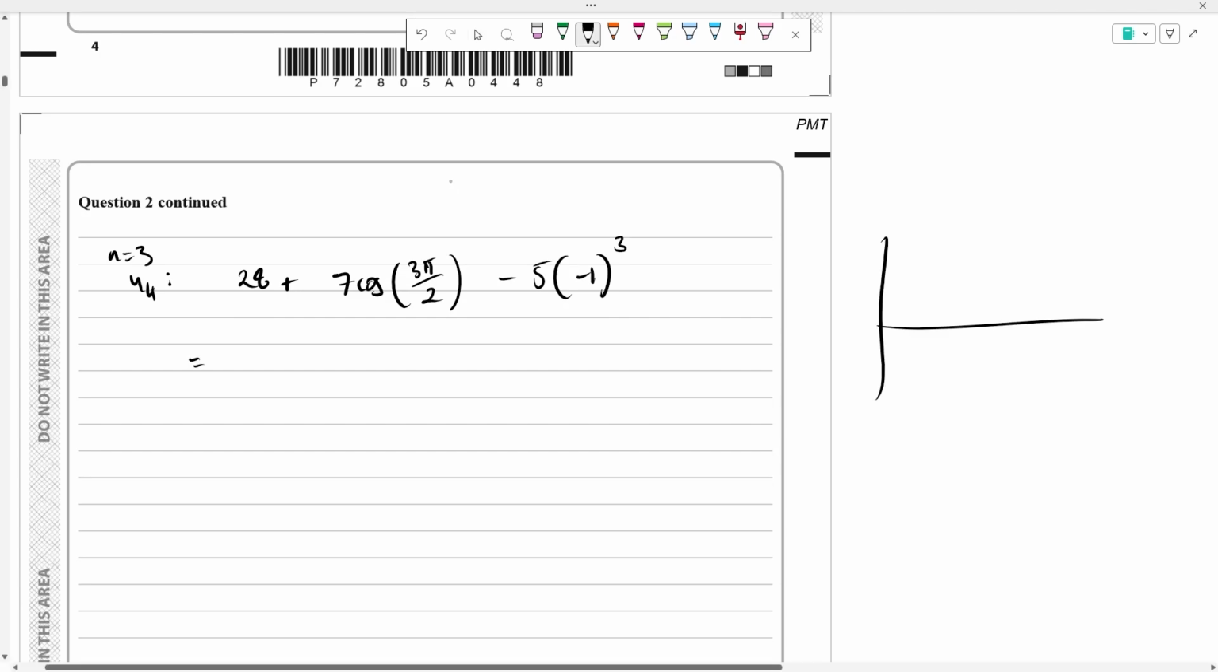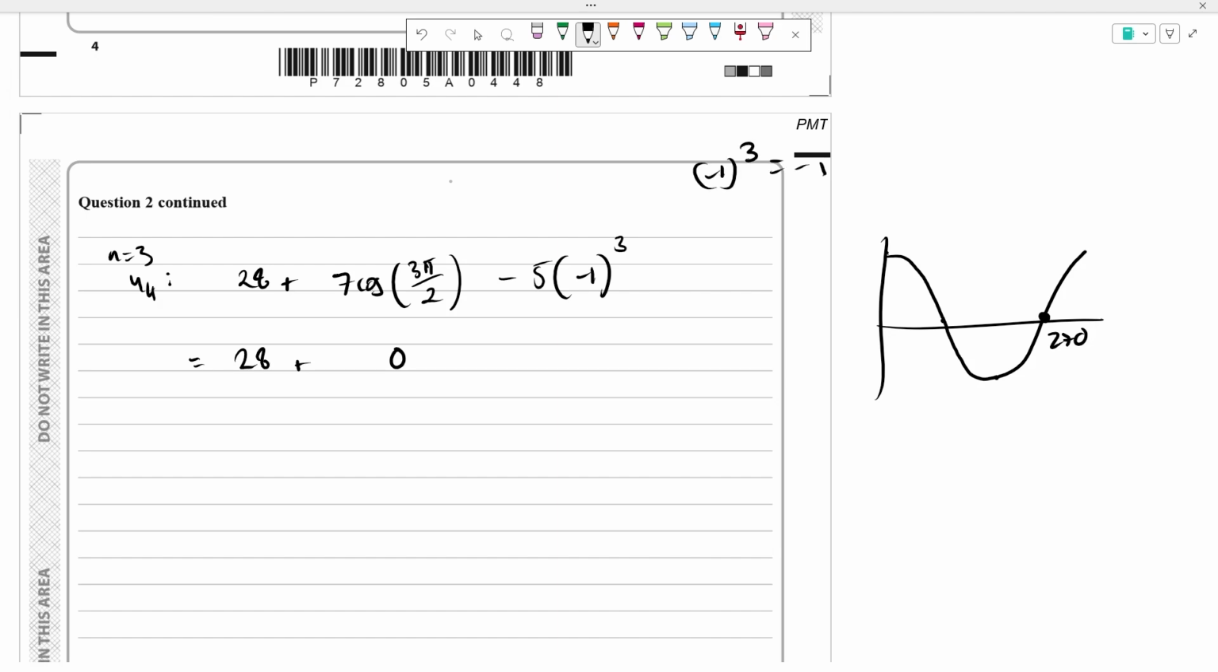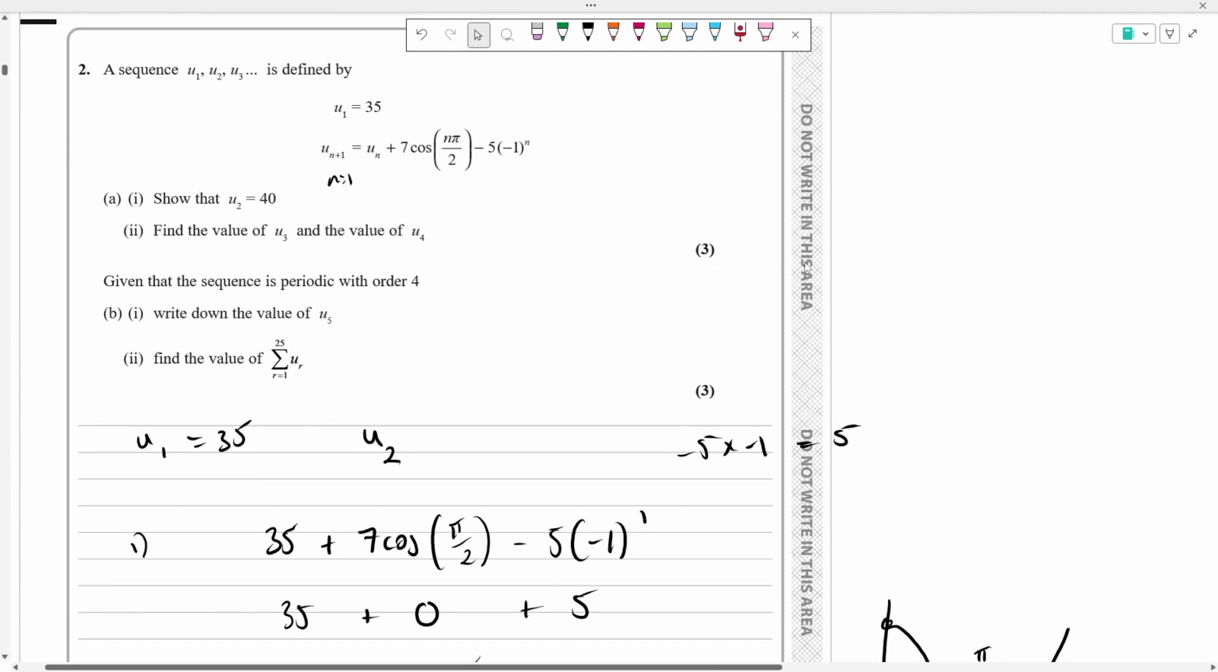I'm just going to draw my cos graph again. 0, 90, 180, 270. So at 270 it is 0. So you have 28 plus 0. Well, minus 1 cubed is essentially minus 1. So minus 5 times minus 1 gives you plus 5. That should give you 33. So u4 is equal to 33. That is good, 3 marks.